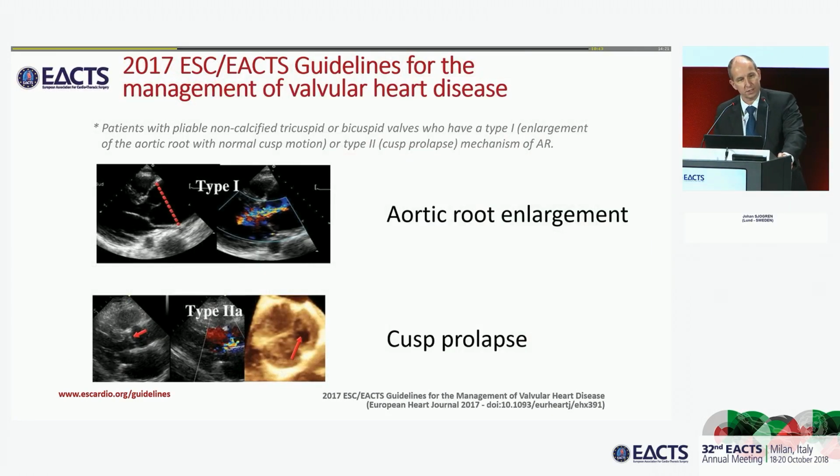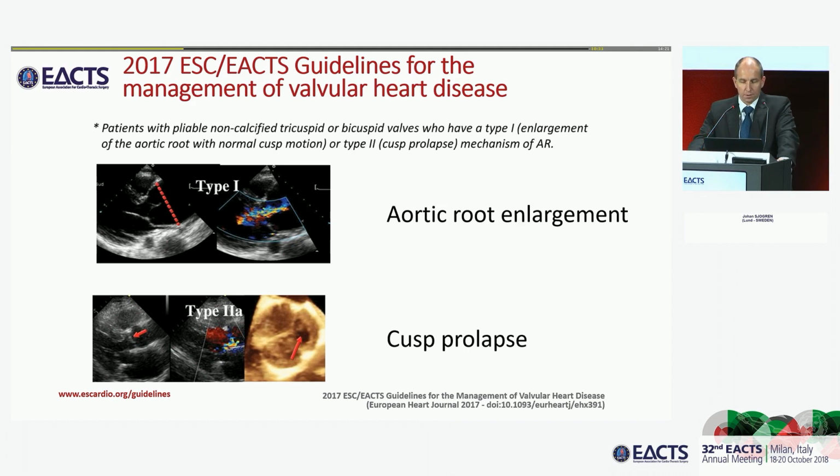And what kind of patient is the feasible patient? Well, it's a patient with a pliable, non-calcified tricuspid or bicuspid valve with a type A or type 2 mechanism of aortic regurgitation. So we have actually two major situations in our patients when we can consider aortic valve repair, and that's aortic root enlargement and cusp prolapse. This is maybe one of the most important things to remember from this talk.